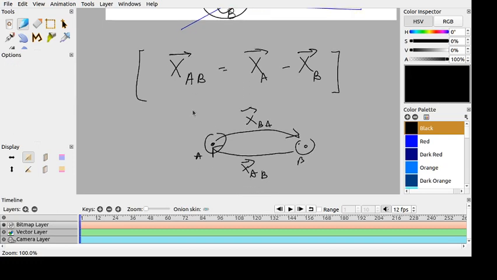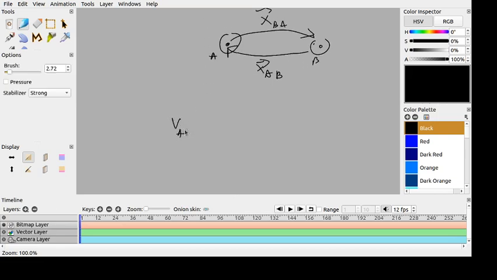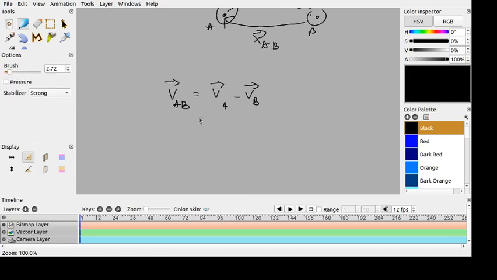Differentiate it once again, and we get velocity of A as seen by B is equal to velocity of A minus velocity of B. Got it? Very important. Differentiate once again. Acceleration of A with respect to B is equal to acceleration of A minus acceleration of B. And as you can see, all these relations are vector relations.